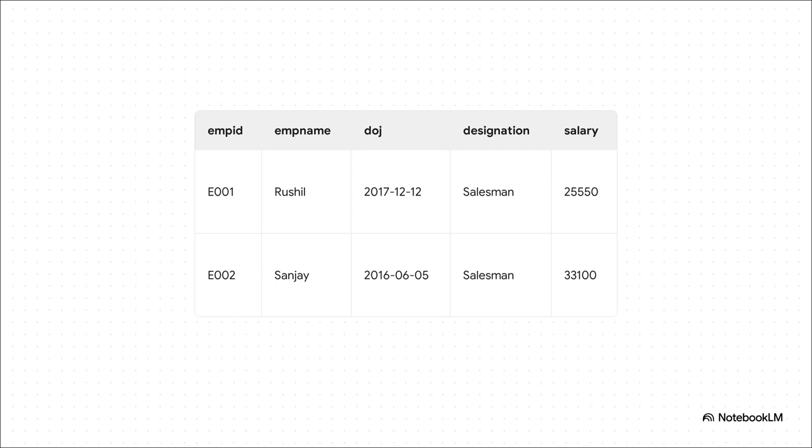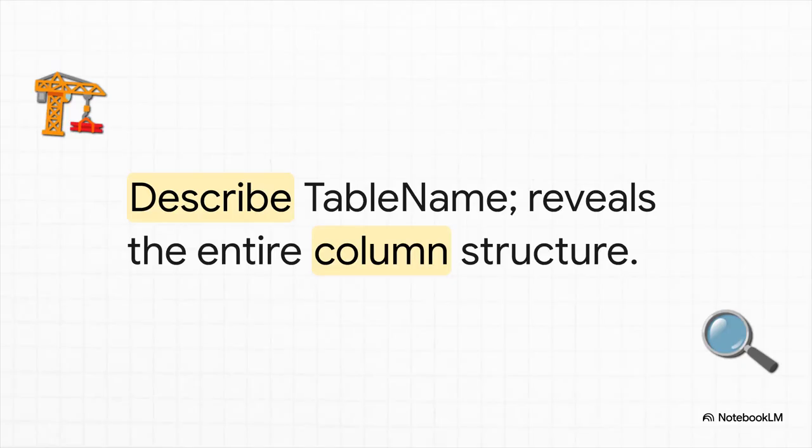Like right here, we can easily see Rashil, our salesman who joined in 2017, is bringing in $25,550. But hey, what happens if you step away from your database for a month and completely forget how you built a table? It happens. Well, the describe command acts as your trusty structural blueprint. By just typing desc, followed by your table name, like desc student, MySQL will print out your entire column structure, data types, and key constraints, so you can instantly get your bearings.